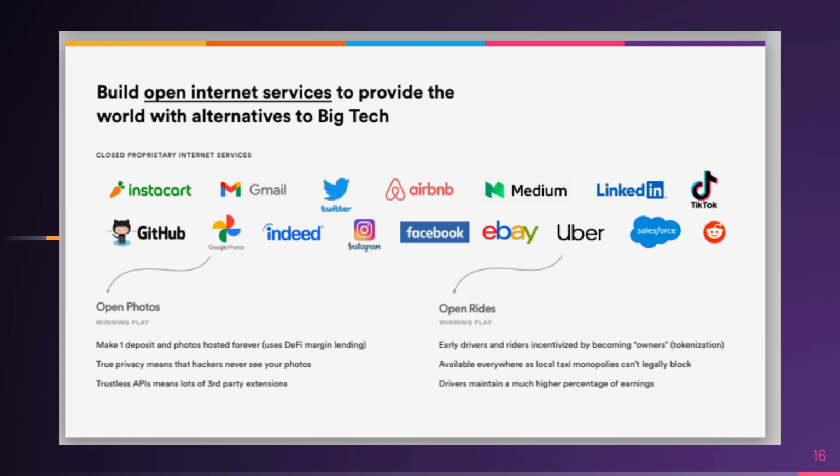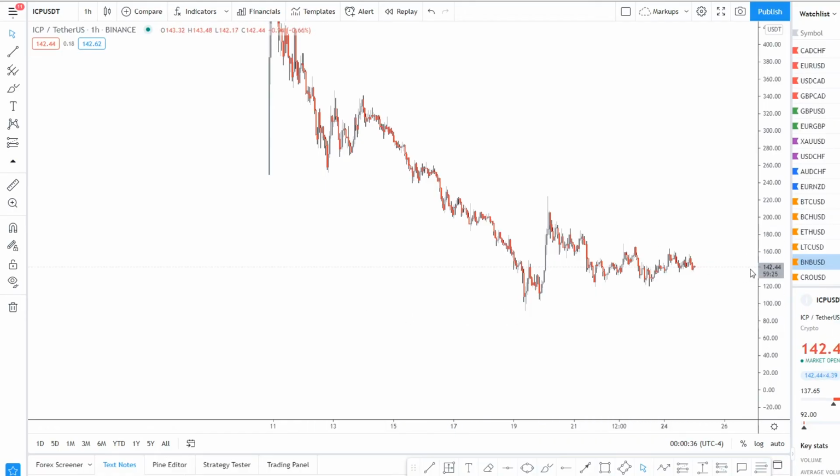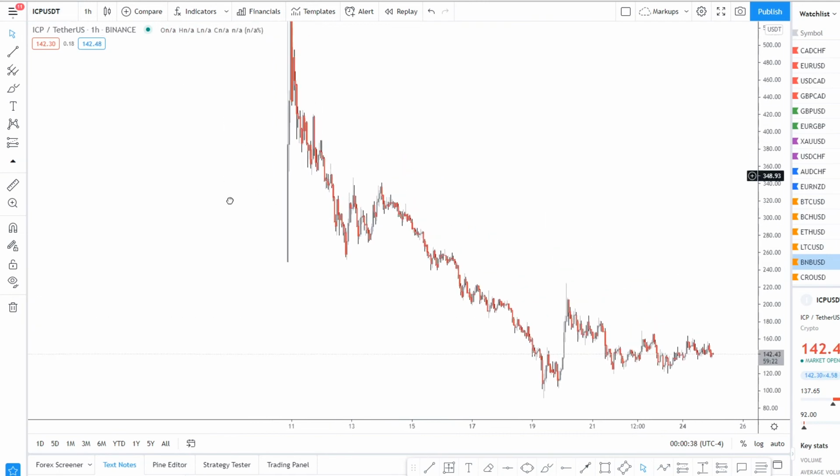So as you guys can see, ICP is basically looking to give the power to the people and not to the third parties, decentralized networks. All right, you guys, next up, we're going to do some technical analysis on ICP Crypto.